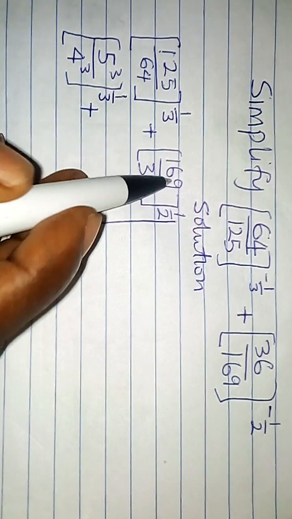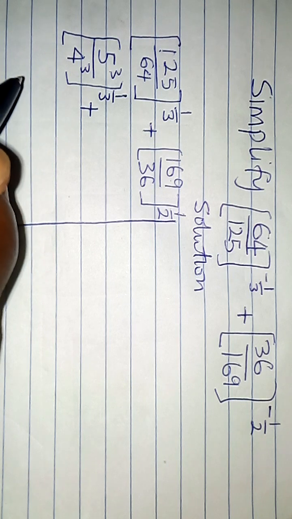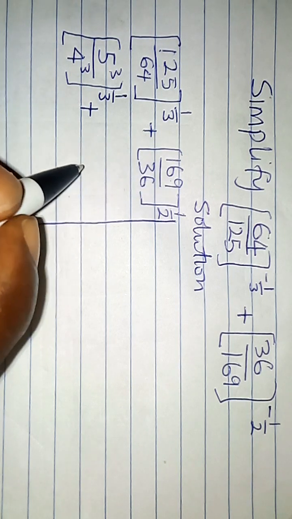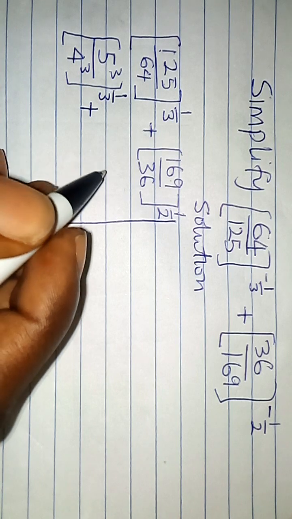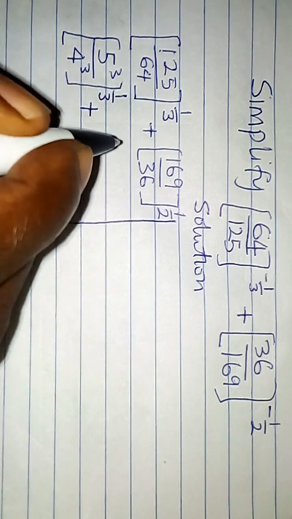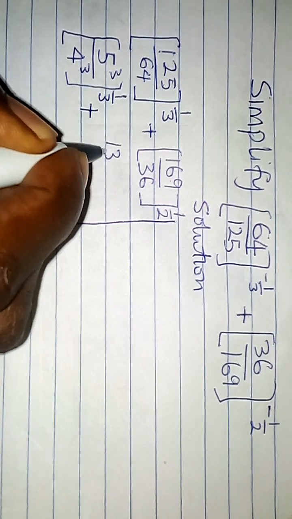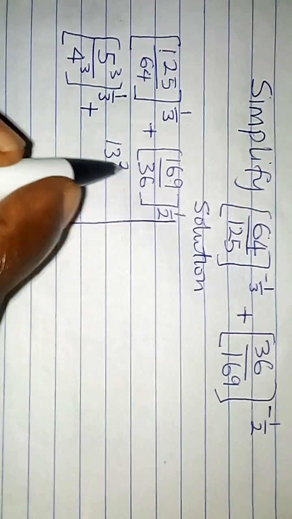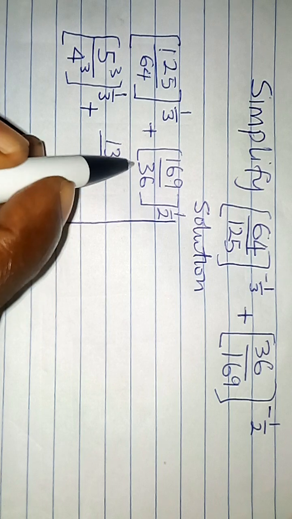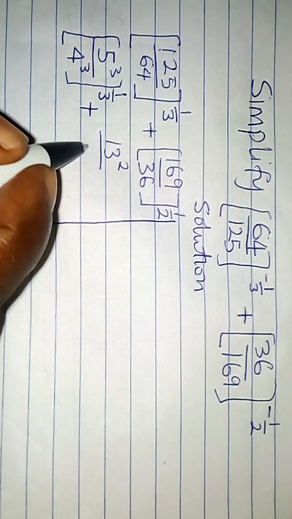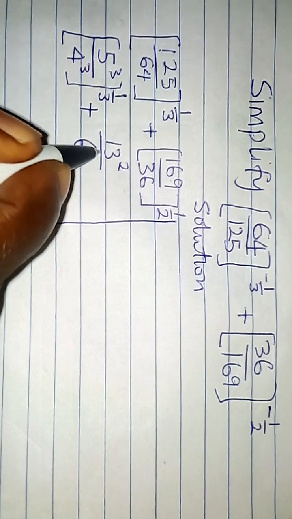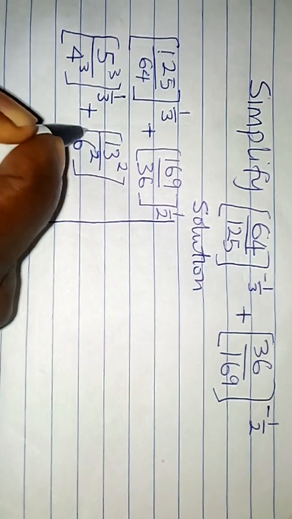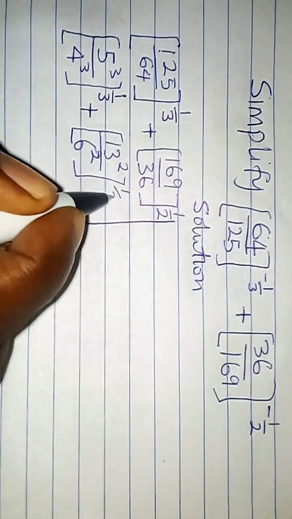So let us do the same thing here. We know that 169 can be written as 13 raised to the power of 2, because 13 times 13 is 169, all over 36. We know that 6 times 6 is what? 36. So raised to the power of 1 over 2.